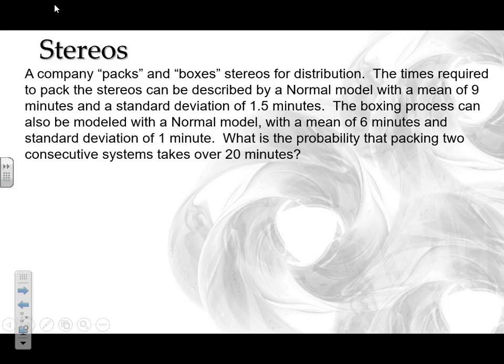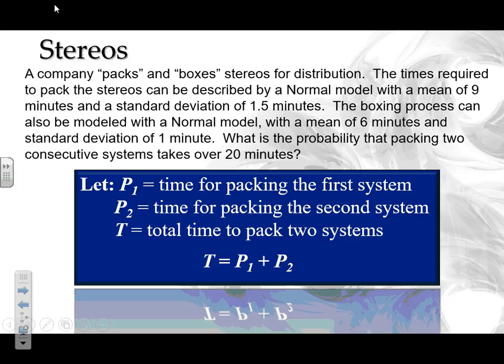So we can define a third variable here, call it T, that would be the packing process for two different systems. So let P1 equal the time for packing the first system, P2 packing the second system. T is the total time to pack both systems. So basically we're thinking of this as one variable packing one system plus a second variable packing the second system.